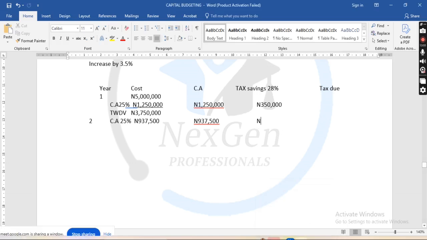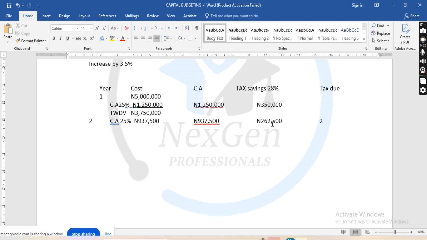262,500. Right? So year 1 will be paid in year 2, right? Because it is in arrears, right? So which means that the tax will be paid in what? In year 2. Is that not so? And that is what the tax says, right? So when you want to pay the tax due, year 1 will be paid in year 2, year 2 will be paid in year 3. But the tax savings will still remain the same.